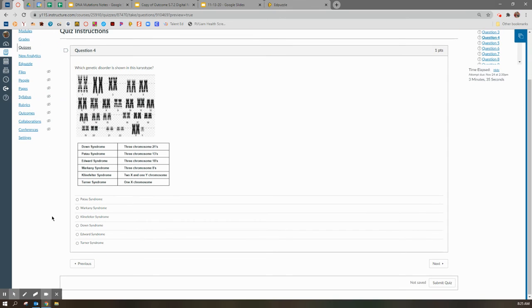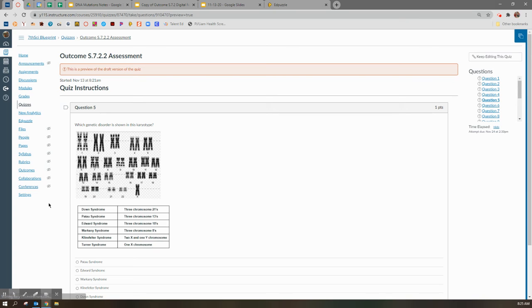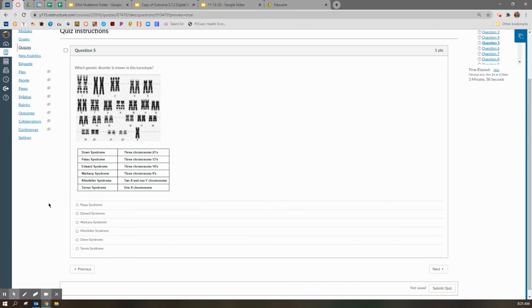Question 4. Which genetic disorder is shown in this karyotype? Is it Patau syndrome, Warkany syndrome, Klinefelter syndrome, Down syndrome, Edwards syndrome, or Turner syndrome? Question 5. Which genetic disorder is shown in this karyotype? Is it Patau syndrome, Edwards syndrome, Warkany syndrome, Klinefelter syndrome, Down syndrome, or Turner syndrome?